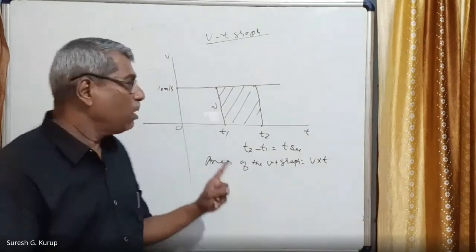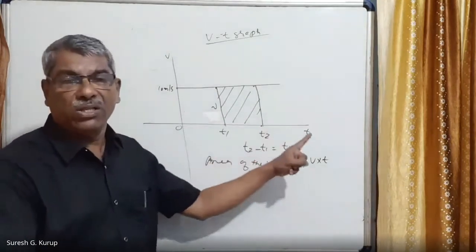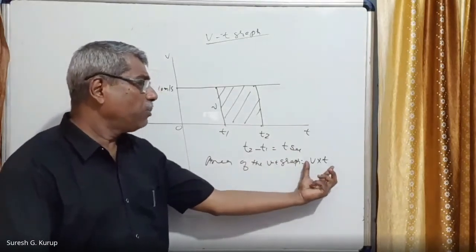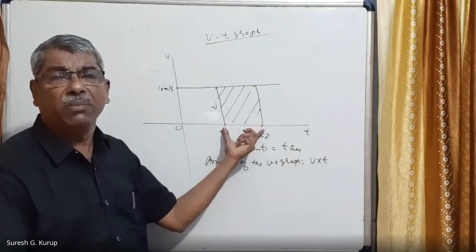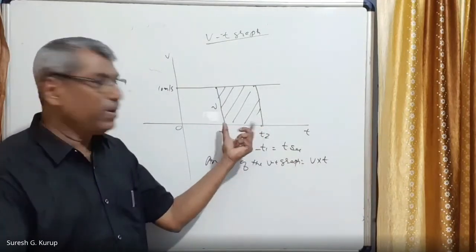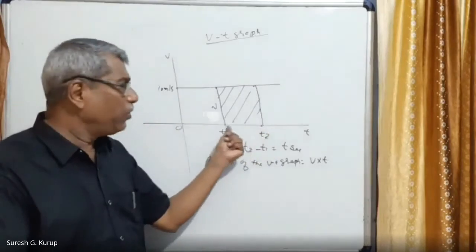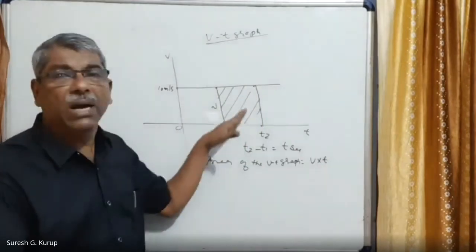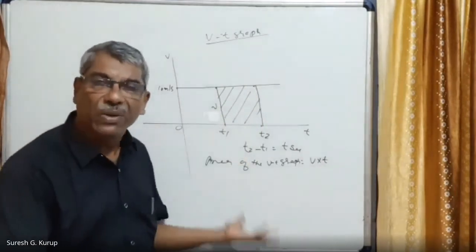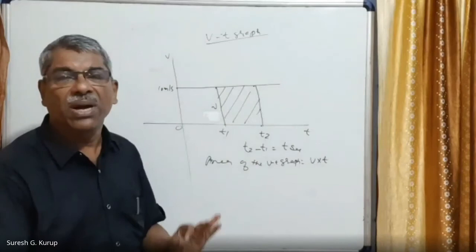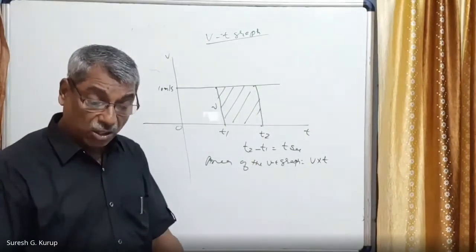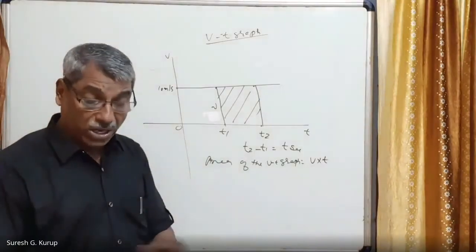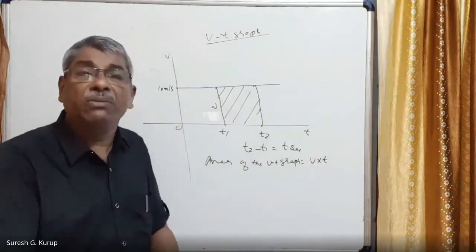So when a body moves with uniform velocity, the displacement of the body is the area enclosed. When the body is traveling from T1 to T2 with uniform velocity, within this time the area of the velocity time graph that you have drawn is equal to the displacement of the body. So the displacement of the body can be obtained by taking the area of the velocity time graph.